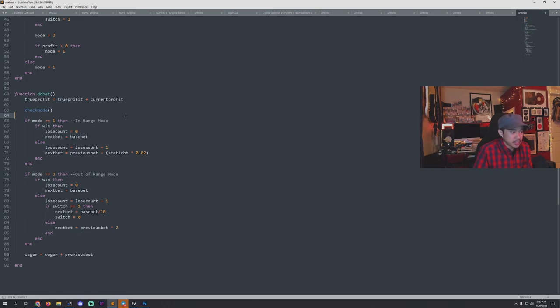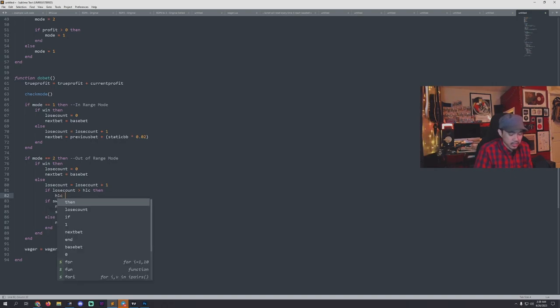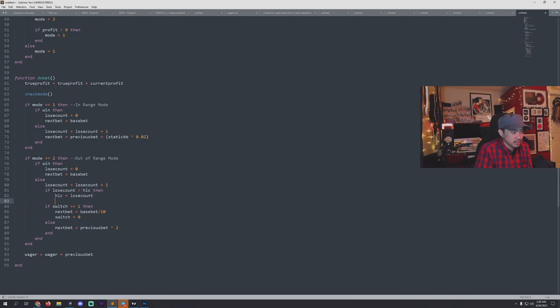Once we win, we reset the lose count, right? We want the highest lose count, the HLC, so lose count plus 1. Here, if the lose count is greater than HLC, which is 0 by default and will change later, then the highest lose count equals the lose count, right? And boom.